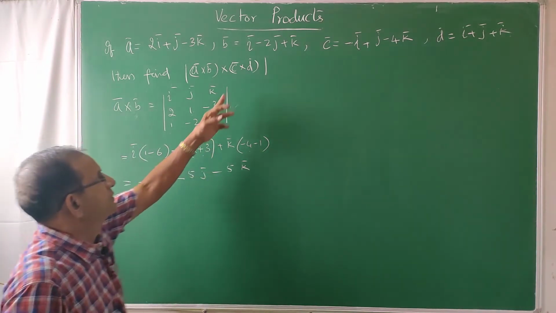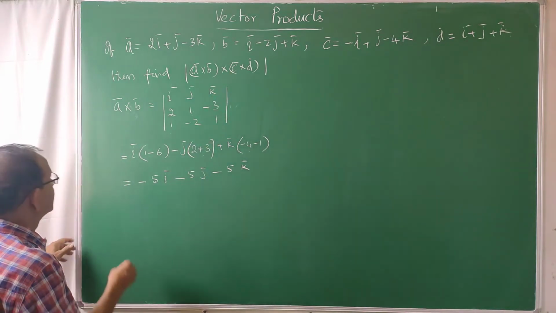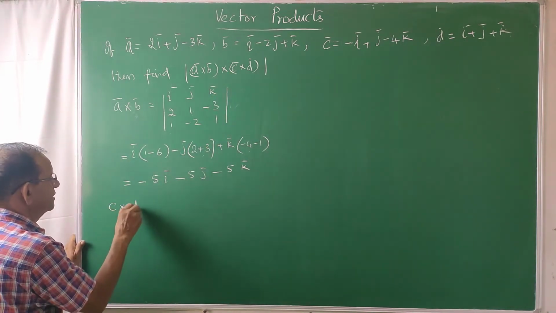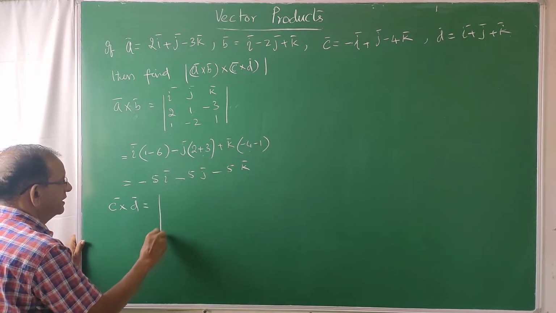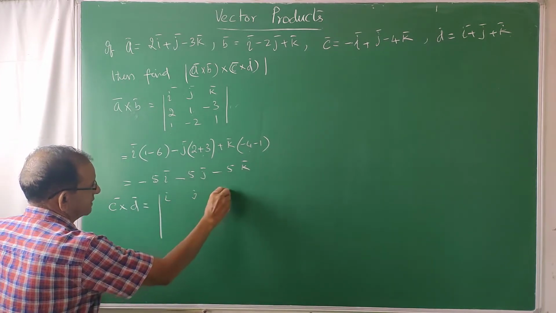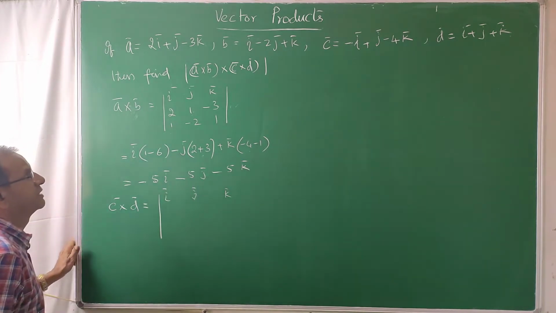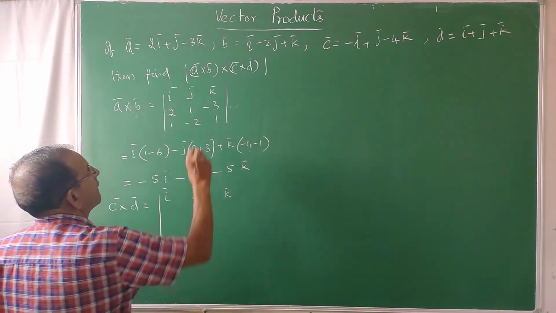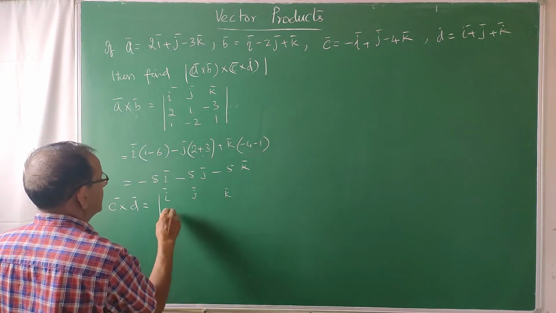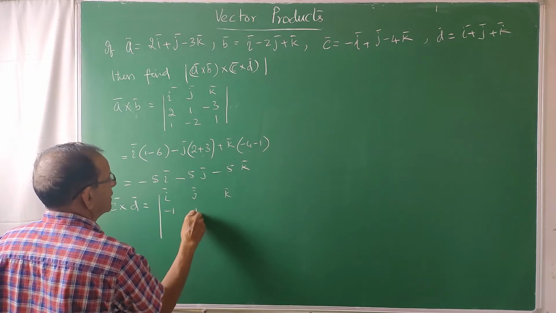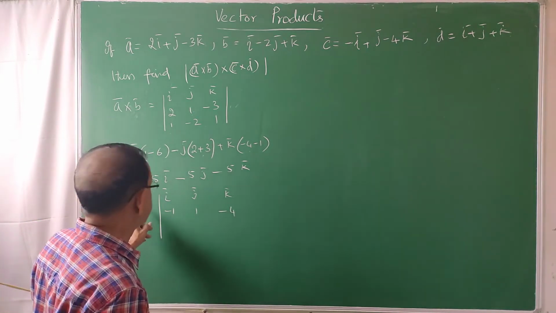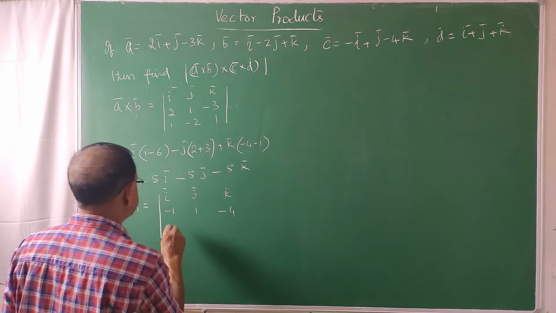Next, you have to find out c cross d. C bar cross d bar. Again i, j, k, i bar, j bar, k bar. First, c bar coefficients minus 1, 1, minus 4. Next, d bar coefficients 1, 1, 1.